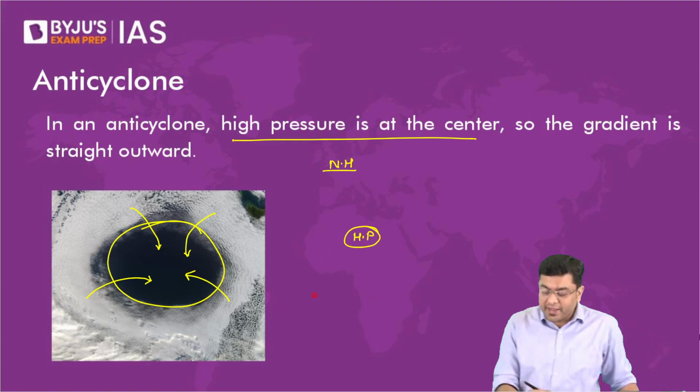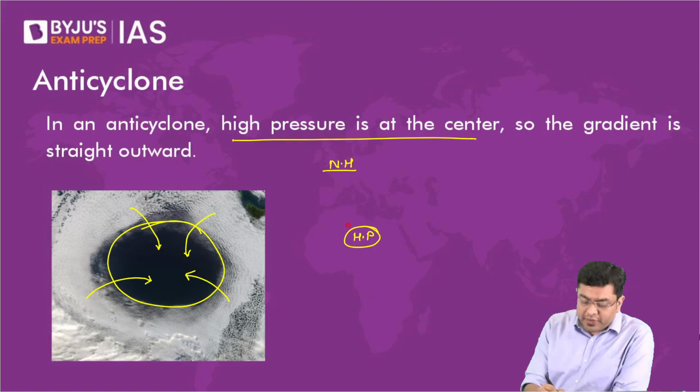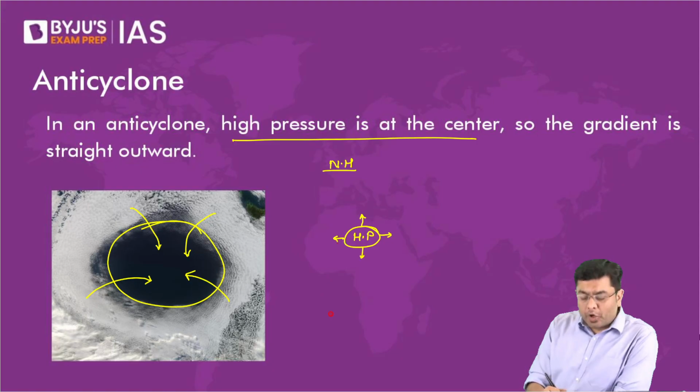Now in this case, what you experience is that the winds will be diverging out. But because you are in the northern hemisphere, the winds will be turning to the right, bending to the right. So the winds will be bending to the right over a period of time. Why? Because of Coriolis force. Why? Because of rotation of the planet.